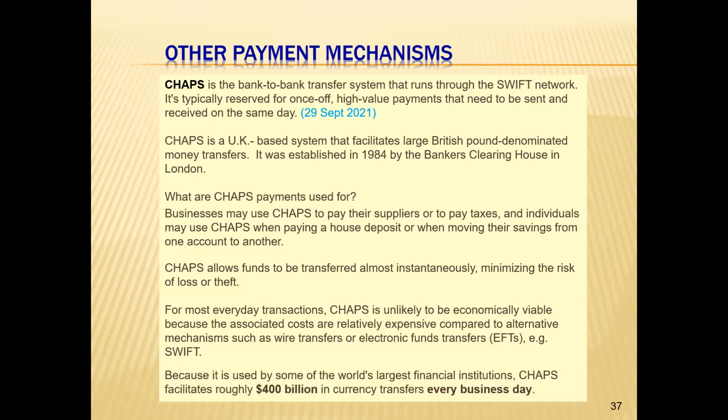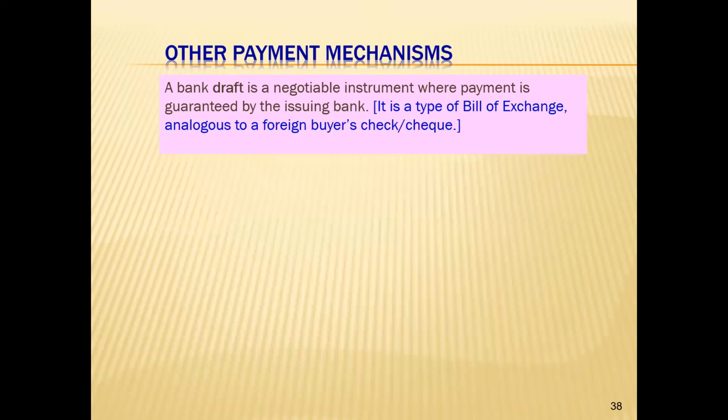Because it is used by some of the world's largest financial institutions, CHAPS roughly facilitates $400 billion in currency transfers every business day. So you can see that in all of these, SWIFT, Fedwire, CHIPS, CHAPS, the dollar values are very high on a daily basis. Okay, and then the final one that we're going to look at is the bank draft.